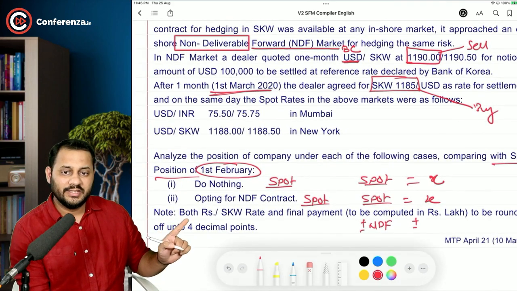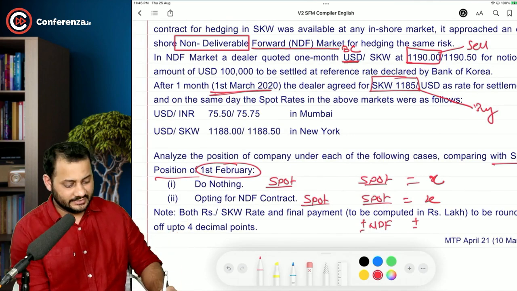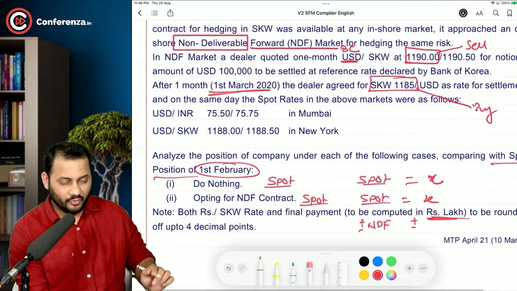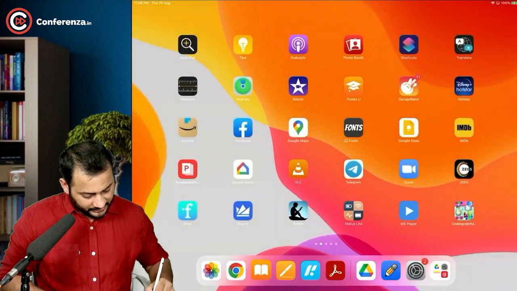Note that both the rupees per SKW rate and the final payment are to be computed in rupees in lakhs, rounded off up to 4 decimal points. Okay, sir. Let's start the transaction.